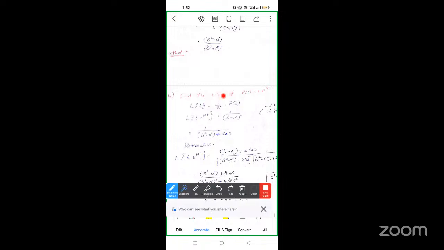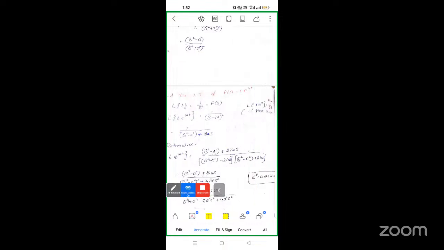Next, find the Laplace transform of f of t is equal to t into e power iat. Here also the same. The Laplace transform of t is equal to 1 by s square. So this is multiplication of t. The Laplace transform of multiplication by t, here the formula is: L of t into e power at is equal to 1 by s minus a into f of t minus a.